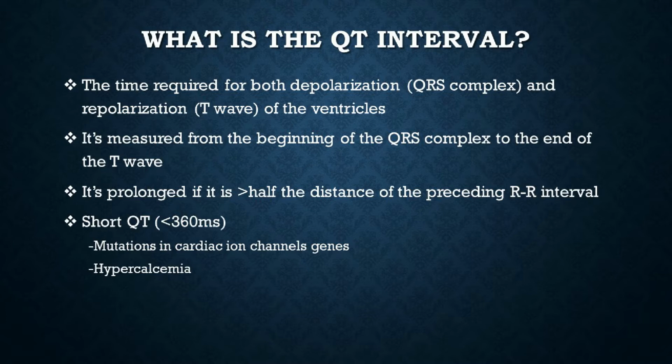Also keep in mind that the QT can be shortened due to 2 main reasons. One is mutations in cardiac ion channel genes, which is a very rare proarrhythmic condition, characterized by QT less than 360 milliseconds and leading to sudden cardiac death. And the second one is hypercalcemia. And since I mentioned sudden cardiac death, another very rare cause of sudden cardiac death in young patients less than 35 years of age, especially athletes and military recruits, is the anomalous aortic origin of the coronary arteries. Keep this condition in mind as it might show up on your tests.